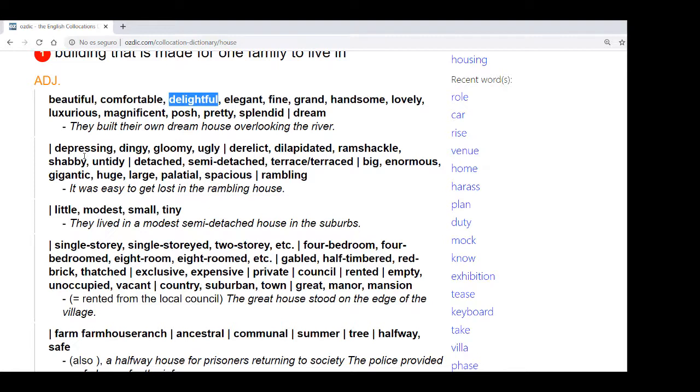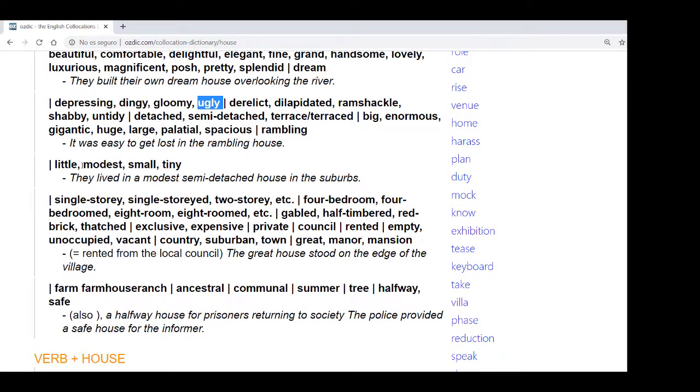Then, in the second group, you can find adjectives that are typically used to describe a house negatively. That is the case of depressing, gloomy, ugly. Also, there are some adjectives that you can use to describe a house in terms of its size. That is the case of little, small, tiny. There are some other adjectives that you can use to describe a house in different ways.